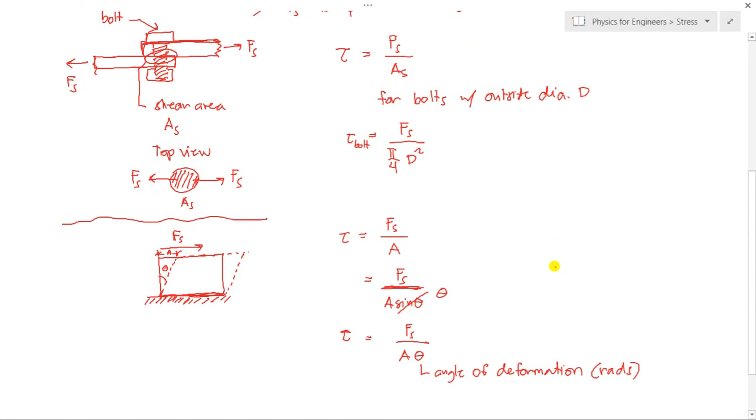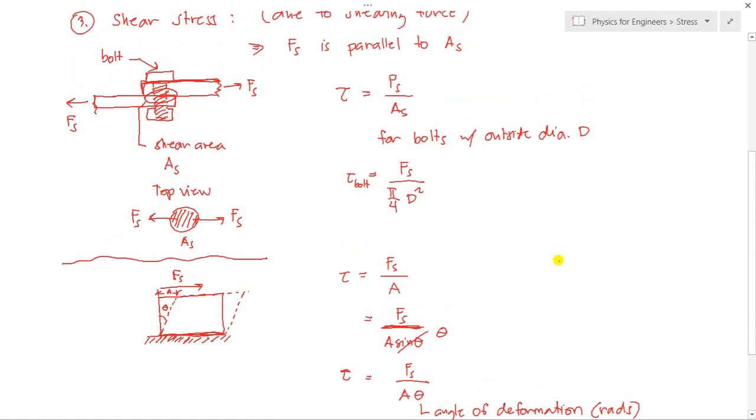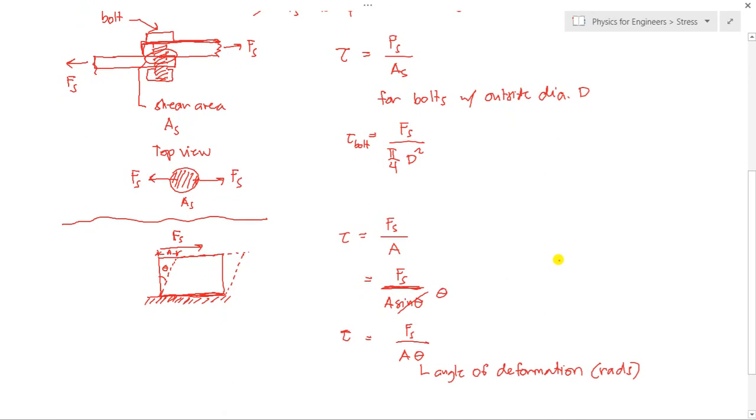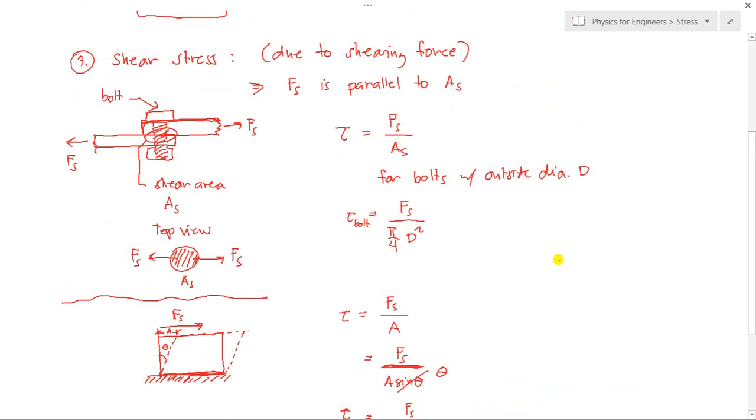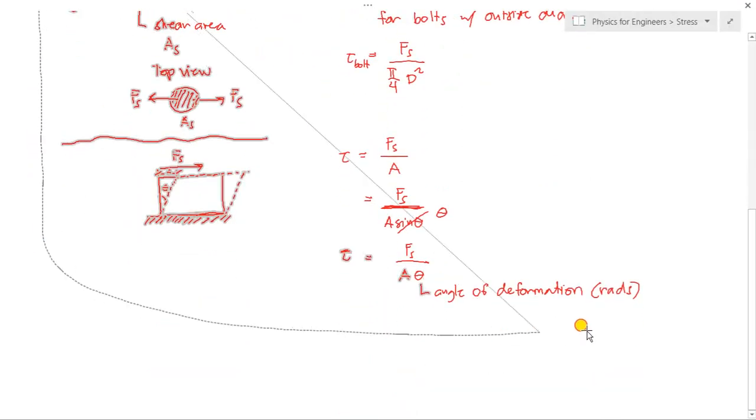So, naipangutan na? Question? Wala na? Okay. Let's go to the fourth principle of our stress.